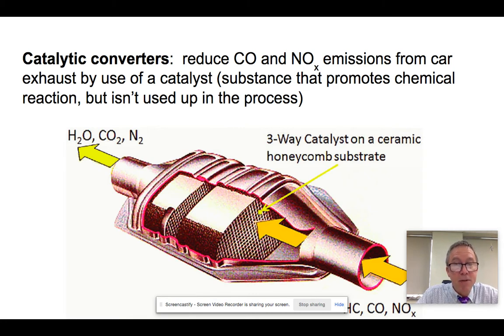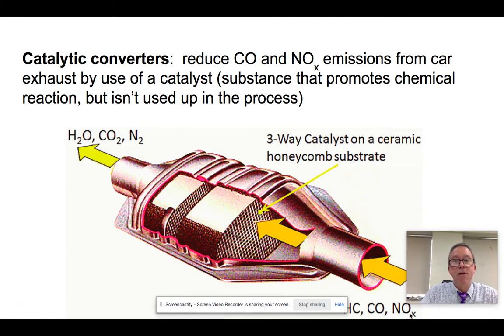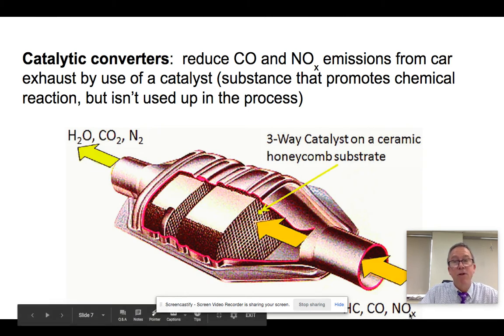Now, a catalyst is a substance that causes chemical reactions to occur without participating in the reaction. It's not a reactant. The reaction just occurs when that catalyst is present. Now, in a catalytic converter, we have this ceramic honeycomb that has embedded in it platinum compounds. And so what happens is, car exhaust is the main source of NOx, which is an acid rain component, and it also causes ozone and the brown smog we see. So this is a real problem.